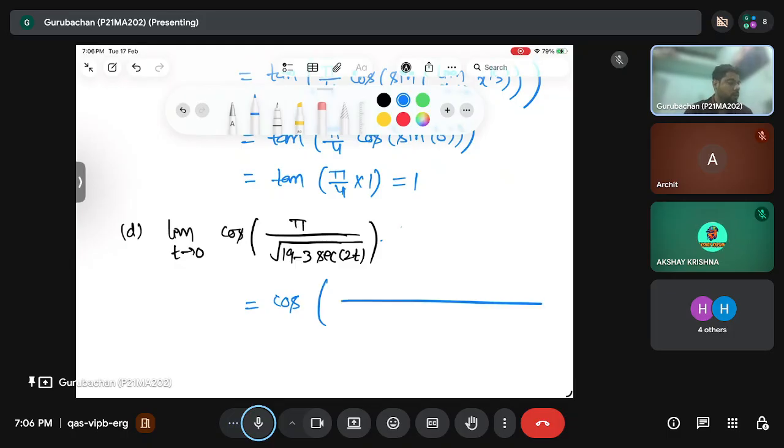Yes, sir. This is a division of two functions. One is constant and one is a function of t. So the constant will remain as it is and the limit will apply to the denominator function. In the denominator, again there is a composition of two functions, square root and 19 minus 3 secant of 2t. Again you can take the limit inside.